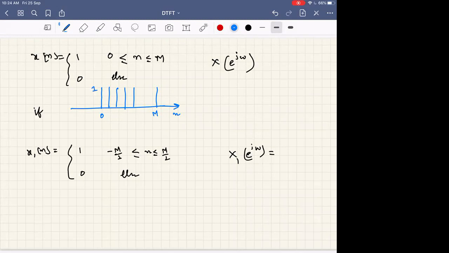We'll see its Fourier transform later. But actually, compared to this, what is the difference here? Instead of starting from 0, it starts from minus m by 2 and goes up to m by 2.